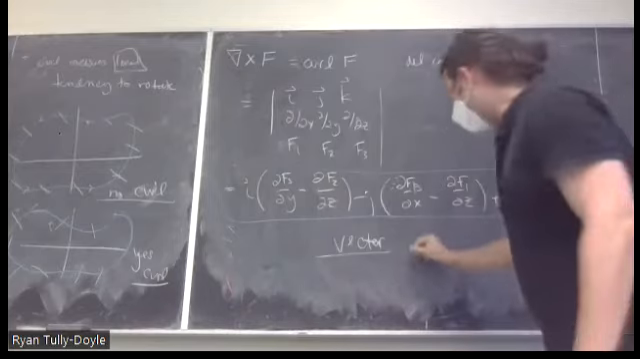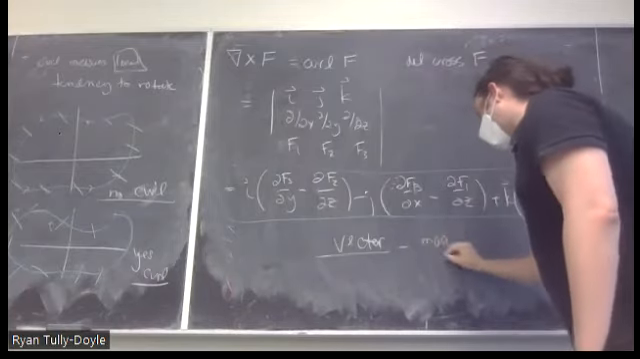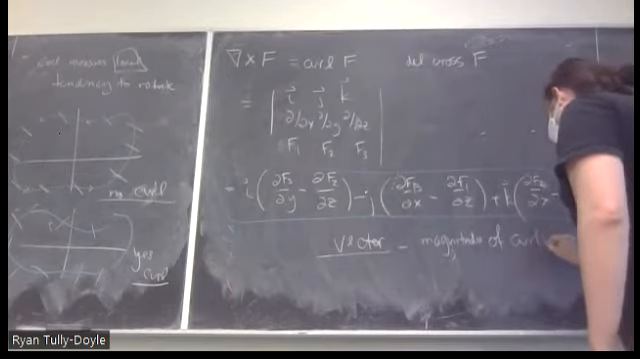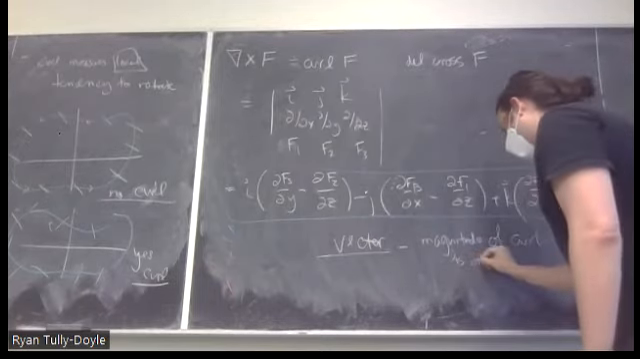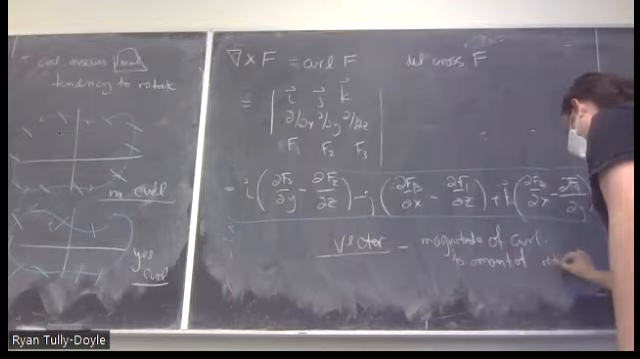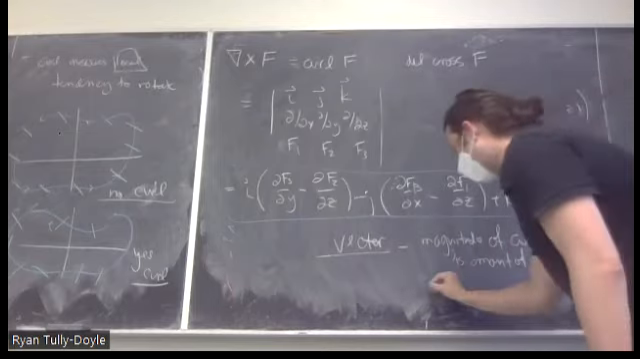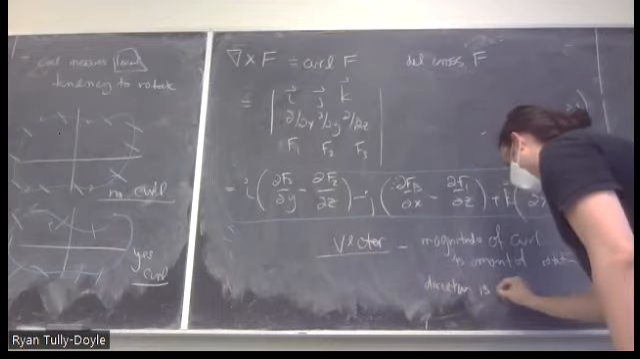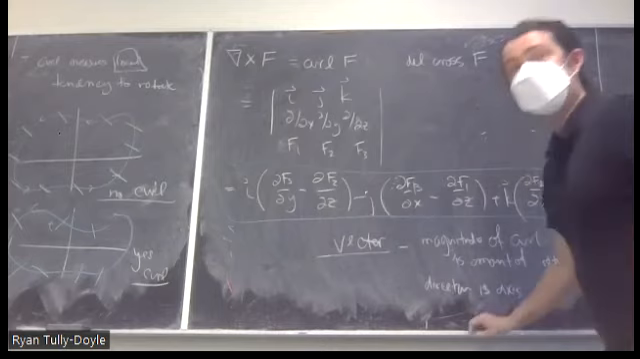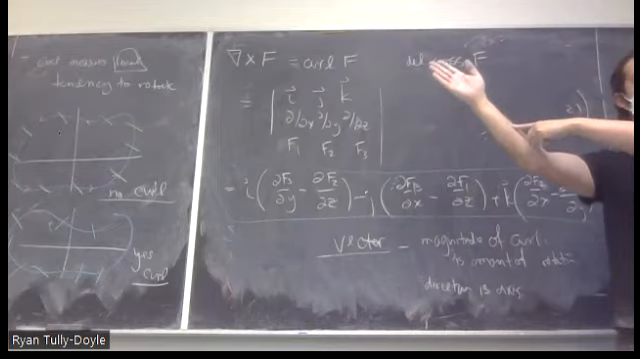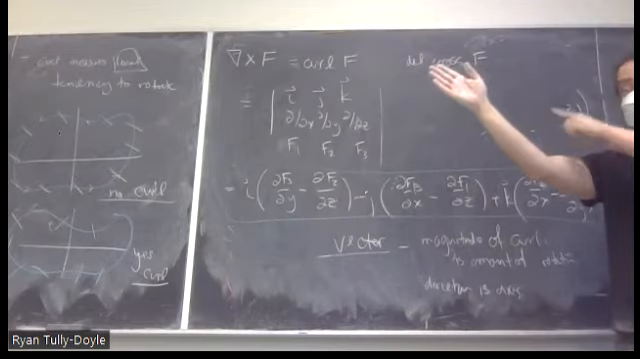So the magnitude of curl is the amount of rotation, and the direction is the axis, which is pretty useful, right? To say, oh, locally, this is the axis that it's rotating around. So if I think locally, this is where things are spinning.